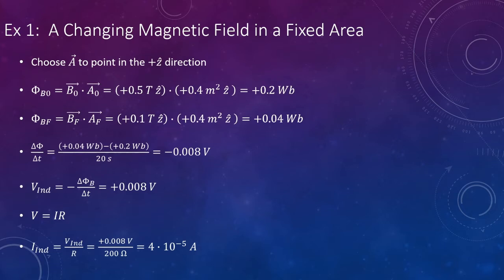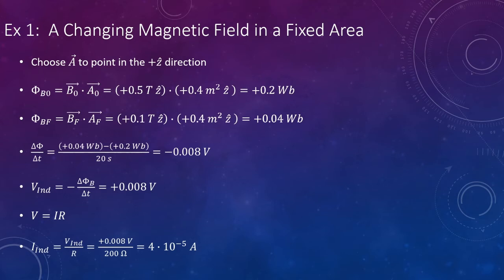Likewise, our final flux is our final magnetic field dotted into our final area, both are pointing in the plus z direction, so the dot product is positive. Then I do the change in magnetic flux over time, final flux minus the initial flux over time. I end up with minus 0.008 volts. I then say, okay, our induced potential is minus that value, so minus and negative gives us a positive voltage. And with that voltage, you can use Ohm's law, potential is current times resistance, to get the current. So at least that's the number side of things.